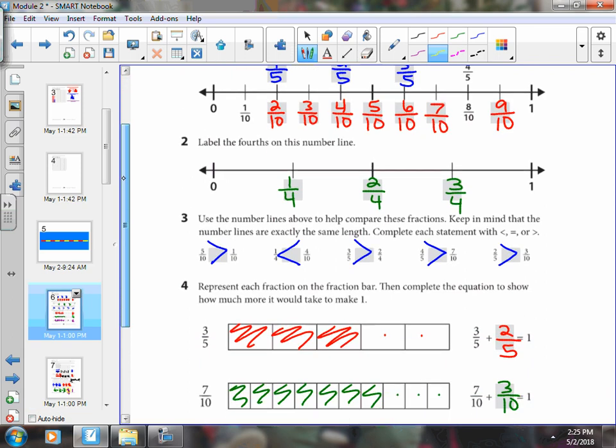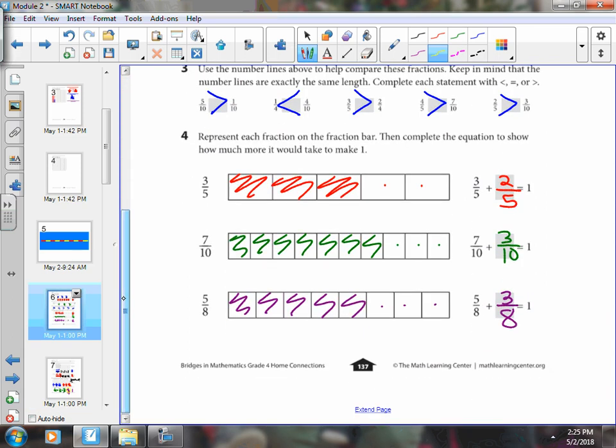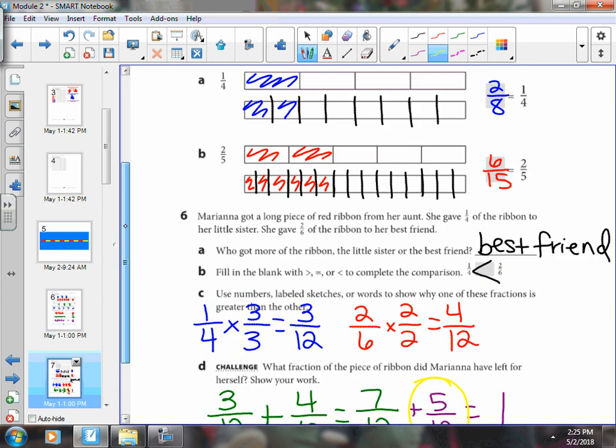All right, here are the answers to the first side, 137, and the answers to the second side, 138.